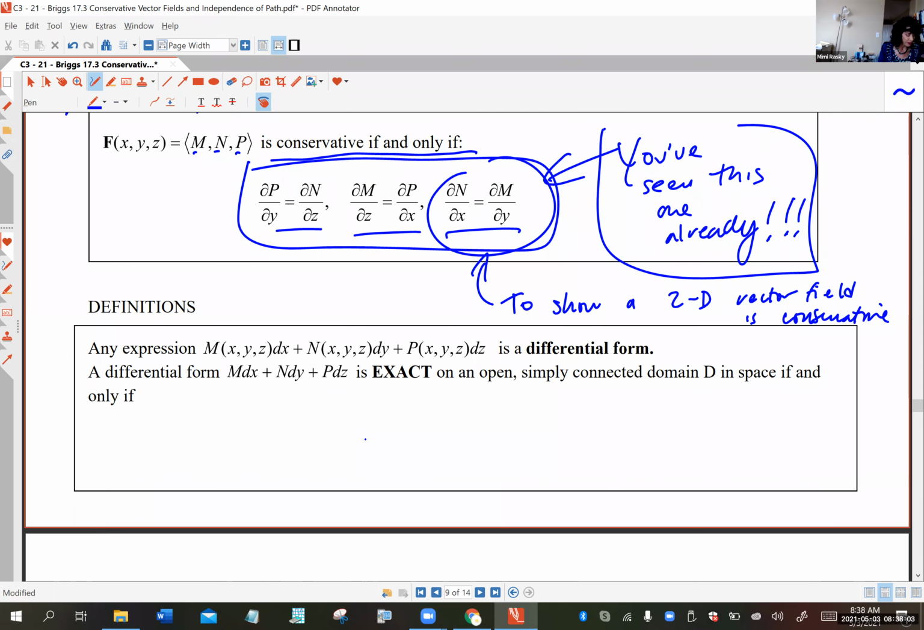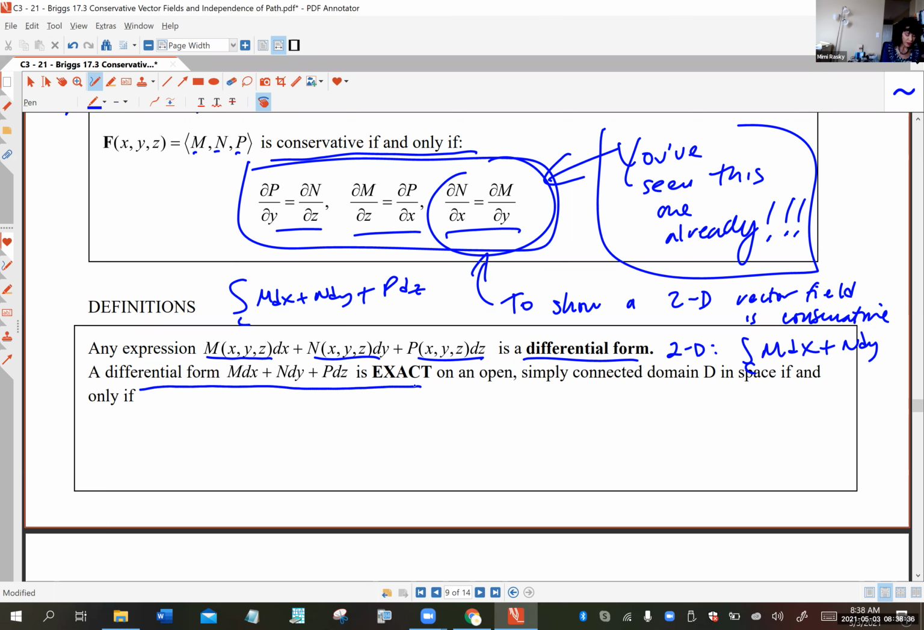Some definitions here. If you see M dx plus N dy plus P dz, that's known as differential form. And we went over this for line integrals already, because if you've got a line integral, M dx plus N dy plus P dz, that line integral is in differential form. And of course, you could do it for a 2D also. A 2D would just look like M dx plus N dy. That's a differential form line integral for a two-dimensional vector field. Fine. But what does it mean when your differential form is exact? This is very important.